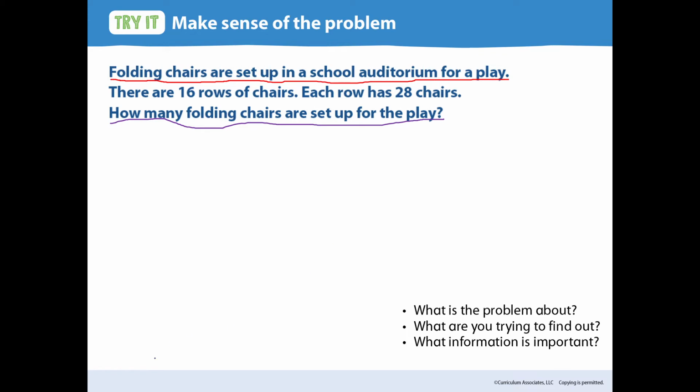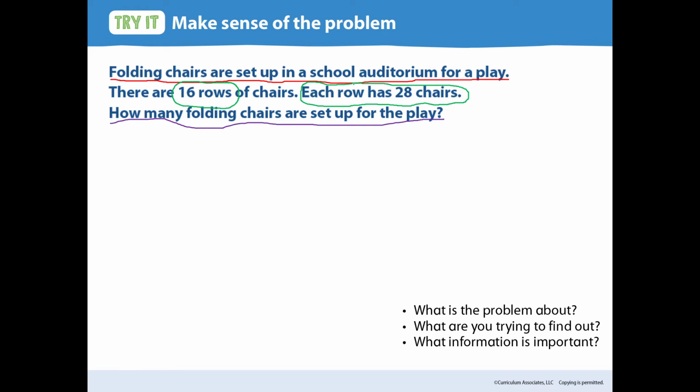Finally, what information is important? So I'm going to change my color one more time to green. And the important information I see is what is left here in the middle row. There are 16 rows of chairs, so I'm going to circle 16 rows. Each row has 28 chairs. So I'm going to circle each row has 28 chairs.